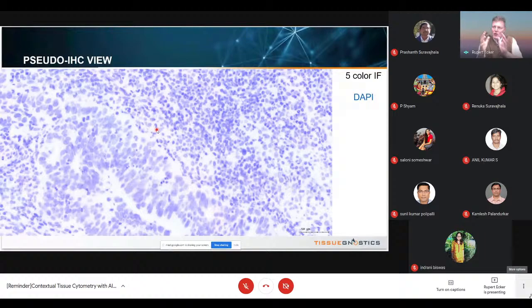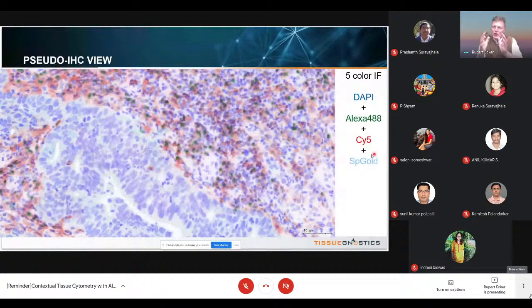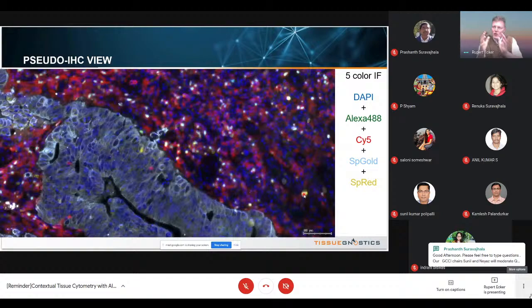It's actually DAPI, but it looks like hematoxylin. Then we add our green marker, our red marker, and the fourth here in this bluish color, it's a cytokeratin. So it is in fact a fluorescence image, but it's shown like it was an immunohistochemistry, so a bright field microscopy or transmission sample. And in fact, there is a fifth marker called SP red, but there are only two cells here and here, which are yellow. This is the original image. This is the pseudo-IHC view.